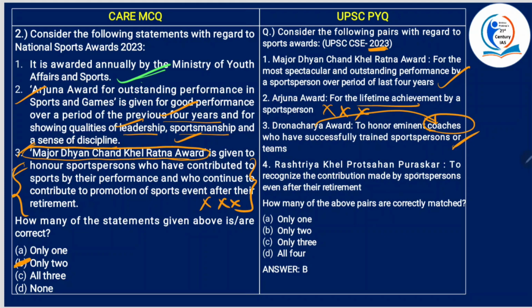Rashtriya Khel Protsahan Puraskar to recognize the contribution made by sports persons even after their retirement. No, this is even after their retirement. If they are contributing anything to the sport, they will be given a lifetime achievement award. As the name suggests, Rashtriya Khel Protsahan Puraskar is given to the organizations and individuals for playing a visible role in what? In sports promotion and development. That's why the name Protsahan Puraskar. So this is also wrong. So only 2 statements are correct.